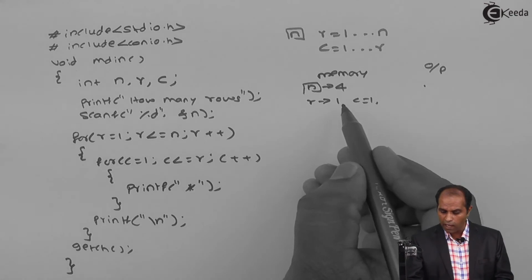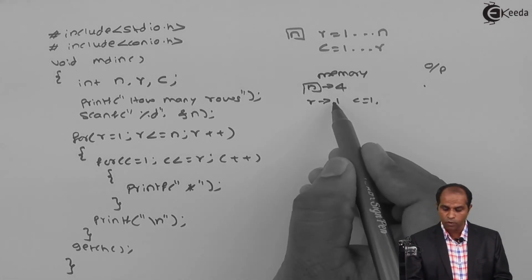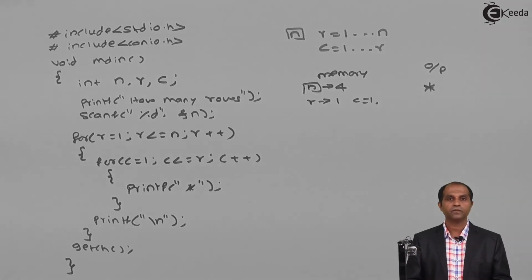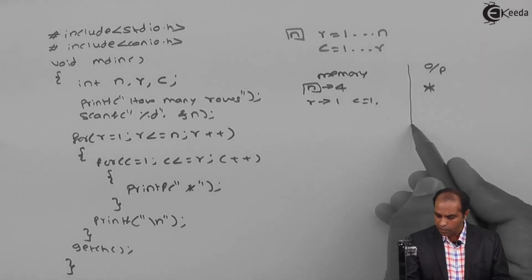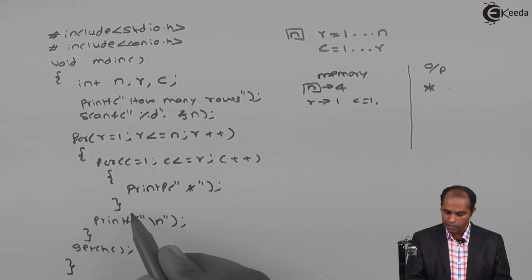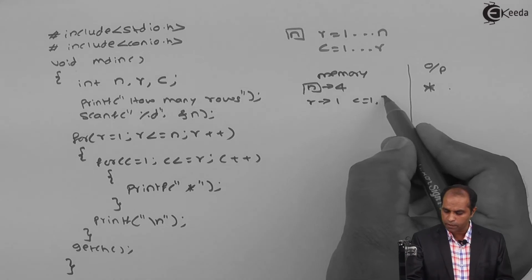1 less than or equal to r. The r value is 1, so 1 less than or equal to 1 is true. If it is true, then I'll print an asterisk on the output screen. After printing an asterisk, the cursor moves to the next position. Then it goes back and says c++.